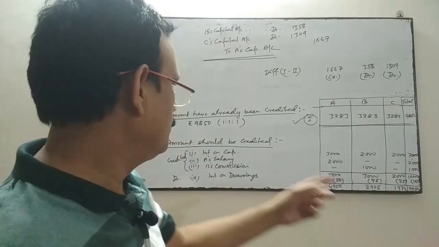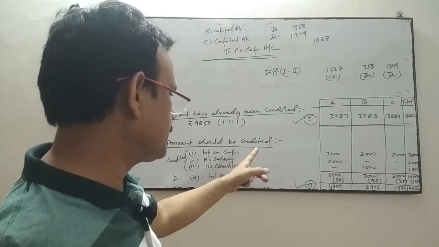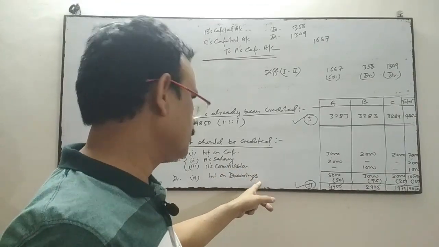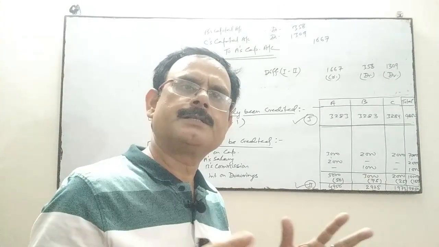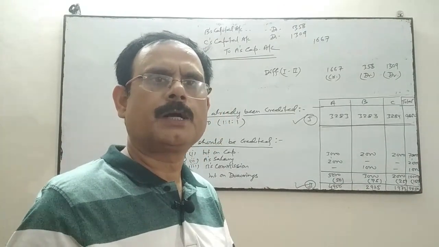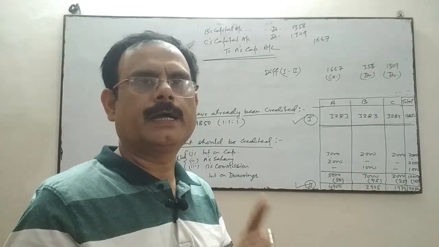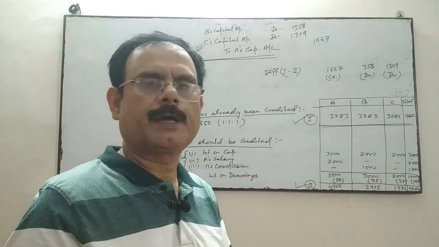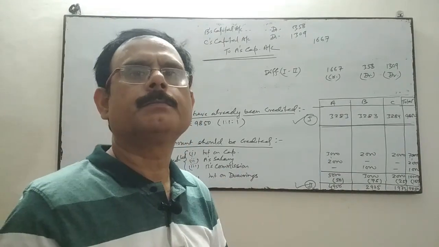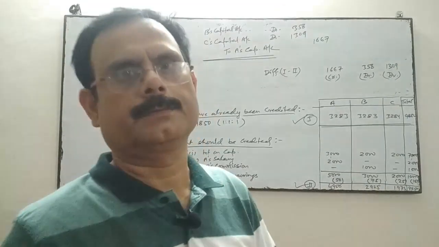Another way is, we'll do the adjustment of this, of this, of this, and of this. So 4 to 5 adjusting entries will be passed. So it is advisable to pass one single entry to adjust or rectify the previous errors which were committed by the accountant earlier. Okay.